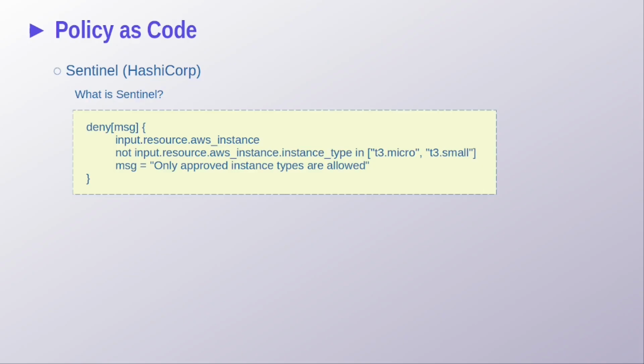Sentinel. What is Sentinel? Sentinel is HashiCorp's policy engine. You use it with Terraform Cloud Enterprise. It enforces rules like allowed instance types, required tags, and no public resources. This is an example. If a rule is violated, the Terraform run is blocked.